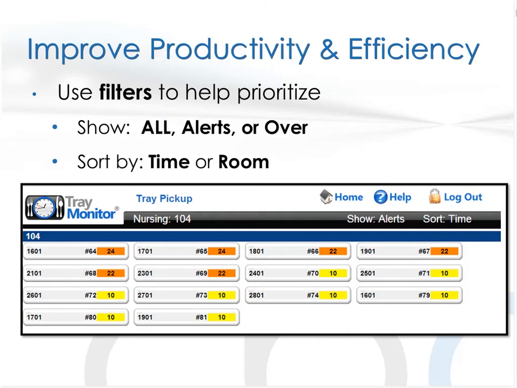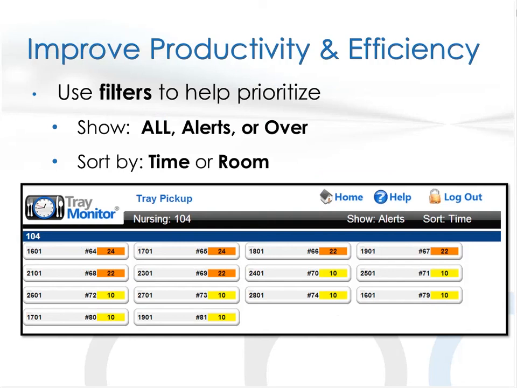The idea behind Tray Monitor and the Tray Pickup capability is really to help your staff improve their productivity and efficiency. In the Tray Pickup screen, and I have moved from the dashboard to just the Tray Pickup capability, I'm going to select a nursing unit. So I've selected nursing unit 104, and I can also select different sorts and alerts, so I can filter this screen to help me be more efficient.